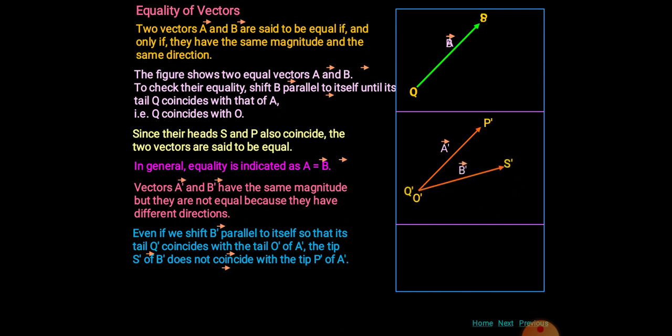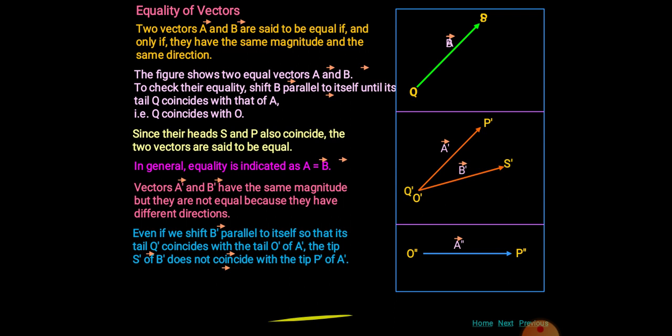Here if you try to coincide them, what happens? O dash and Q dash coincide, but if you see B dash and A dash, the H dash and P dash do not coincide. So here A dash and B dash are not equal vectors. Why? Because they have the same magnitude but their directions are different. So these are not equal vectors.